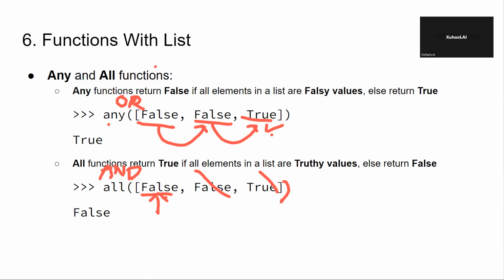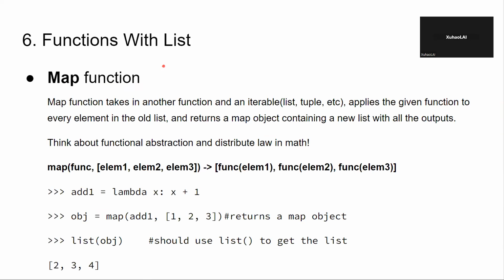So this is any and all function. And I have a map function. Map function takes in another function and an iterable, and then applies the given function to every element in the old iterable item, like for example a list, and then returns a map object containing a new iterable with all the outputs. And then you can convert it into a list or a tuple. Yeah.